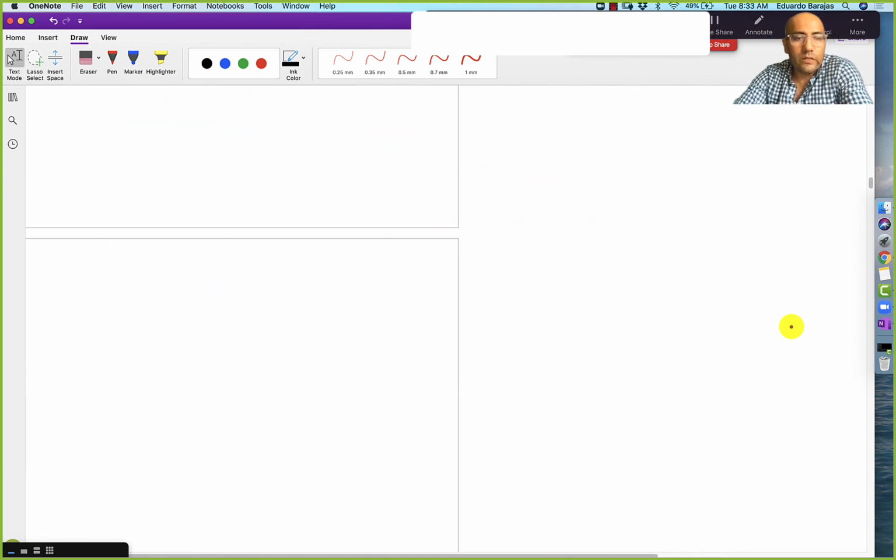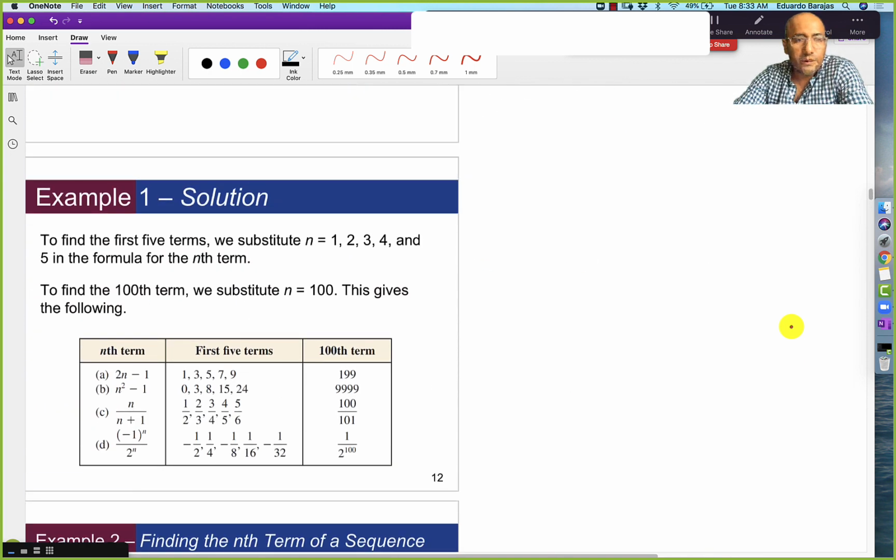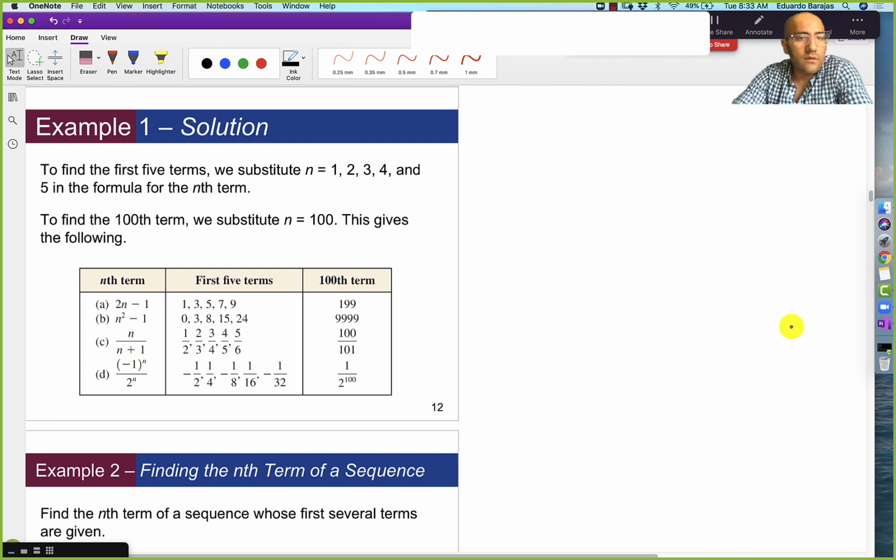Okay, let's see what the author did. Basically the same thing. To find the first 5 terms, we substitute n equals 1, 2, 3, 4, and 5, and then 100 to find the 100th term. So that's basically what we have as well. Some of your homework will be just this easy. A formula is given, find the first 5 terms, find the 100th term, find the 78th term, something like that. So you just have to plug it in and calculate it.